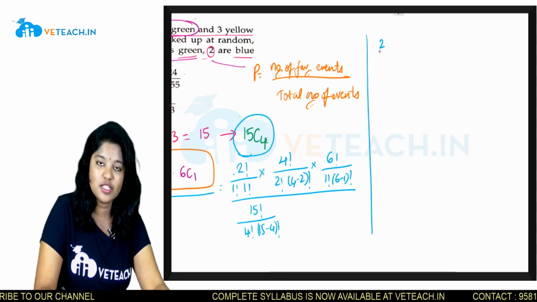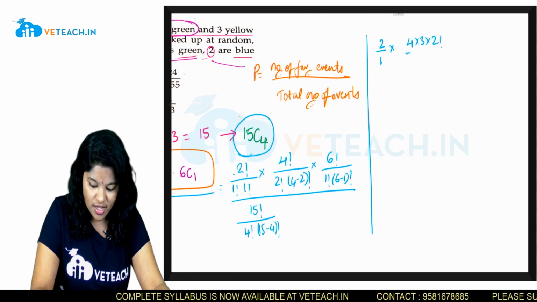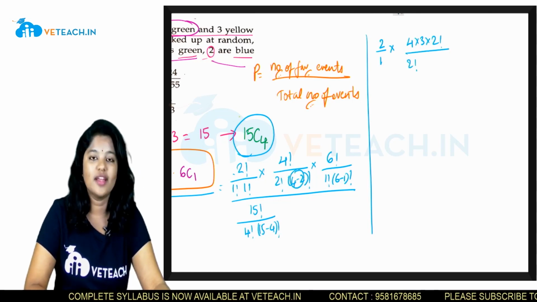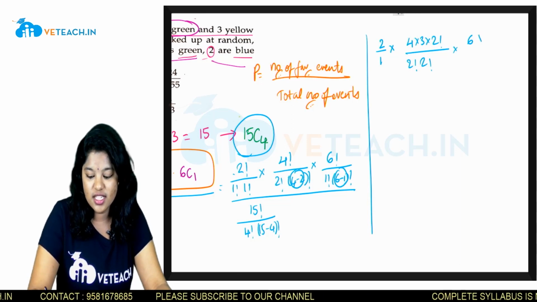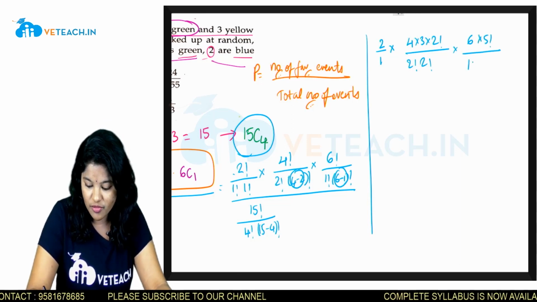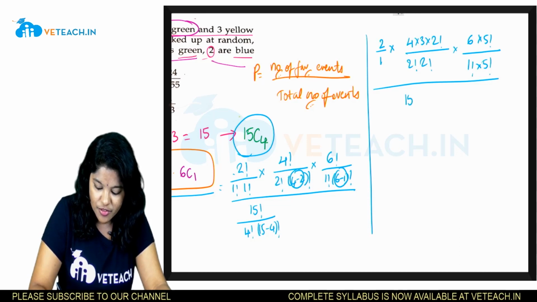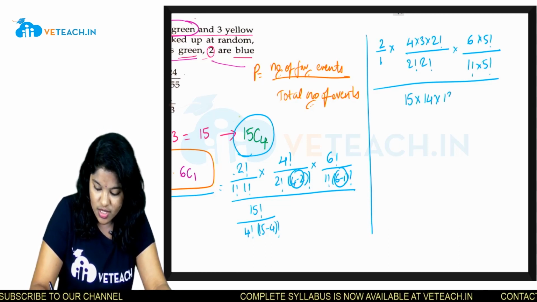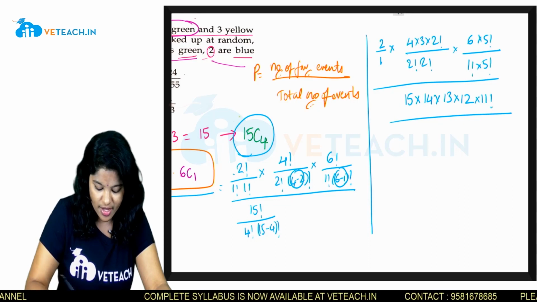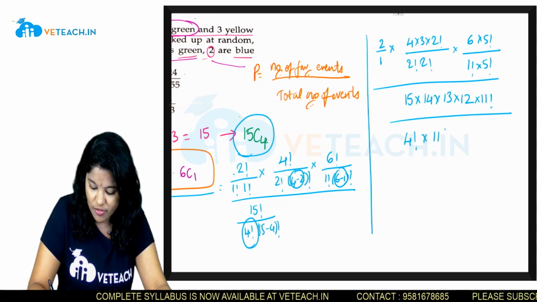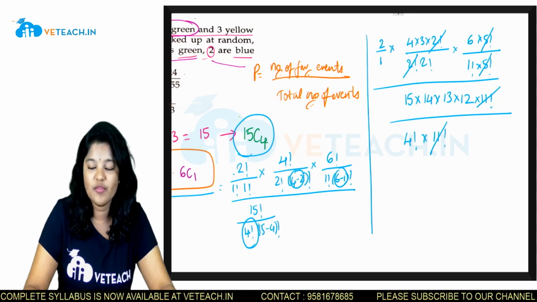So 2 factorial means 2, 1 factorial means 1. I am writing 4 factorial as 4 into 3 into 2 factorial, divided by 2 factorial into 4 minus 2, that is nothing but 2 factorial. Into 6 factorial, I am rewriting it as 6 into 5 factorial divided by 1 factorial into 6 minus 1, that is 5 factorial. Divided by, I am rewriting 15 factorial as 15 into 14 into 13 into 12 into 11 factorial, divided by 4 factorial into 11 factorial. Now here 2 factorial and 2 factorial, 5 factorial and 5 factorial, 11 factorial and 11 factorial get cancelled.